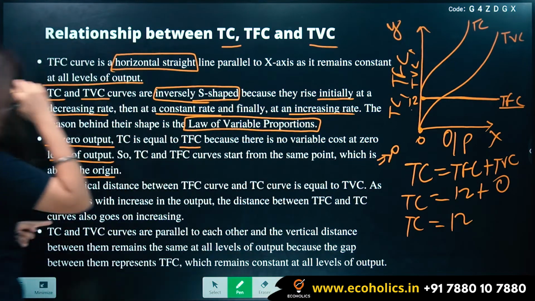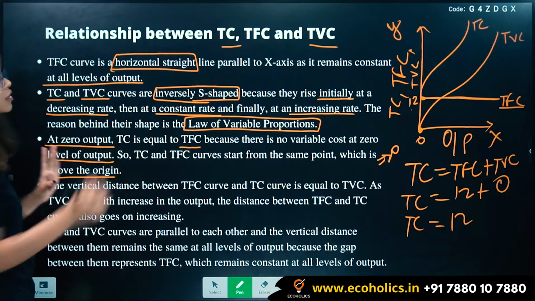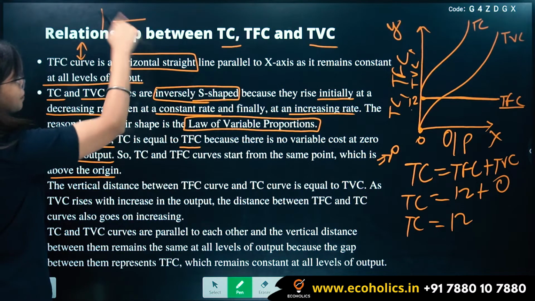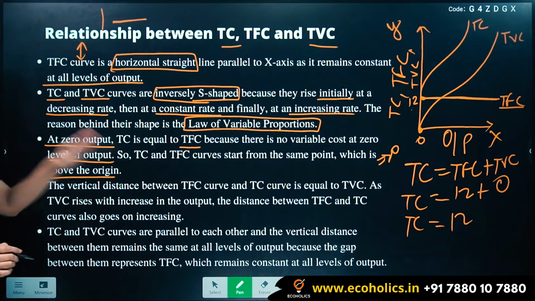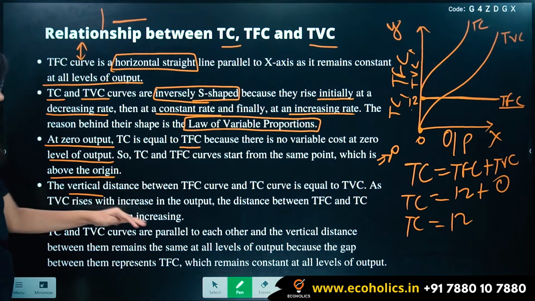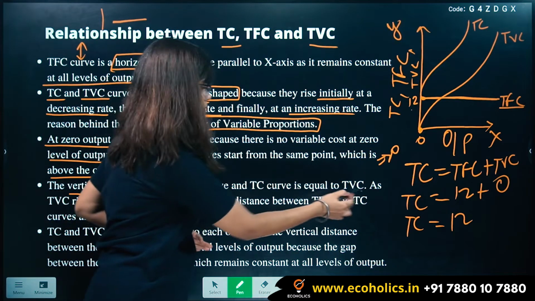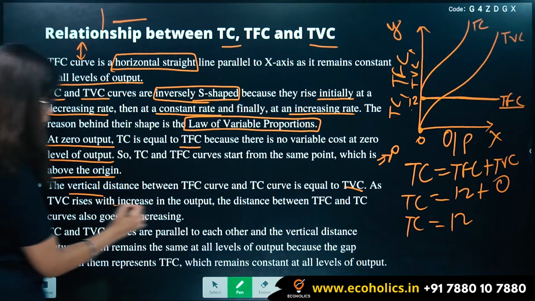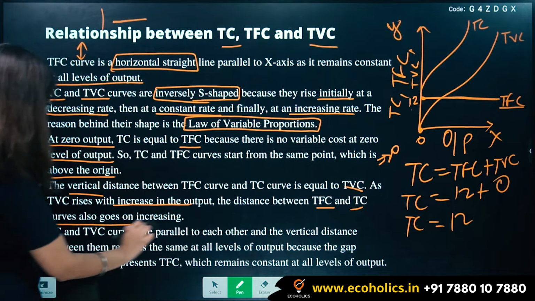Next, the vertical distance, okay, you all know the difference between vertical and horizontal. Vertical, like this, straight. Horizontal. So your TFC, total fixed cost, that is horizontal. Now, here we are talking about the vertical distance. I mean the straight line. Vertical distance between TFC curve and TC curve is equal to TVC. As TVC rises with the increase in output, the distance between TFC and TC curve also goes on increasing.